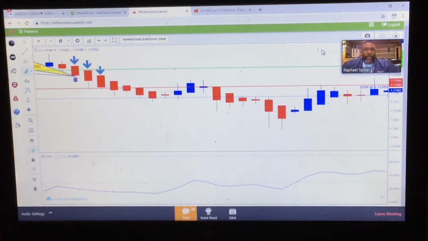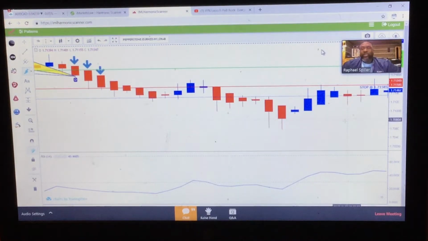Say it again. That this was selling and it was too much momentum when it hit this entry level that the harmonic scanner was giving. You wouldn't have taken this trade for a buy because it was too much momentum to the downside. What you would start looking for was this candle right here.